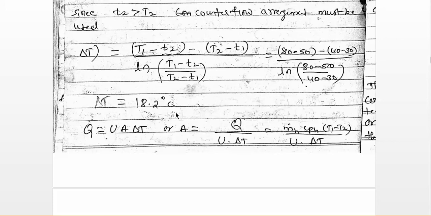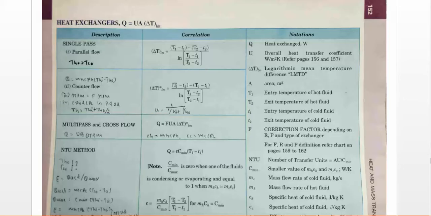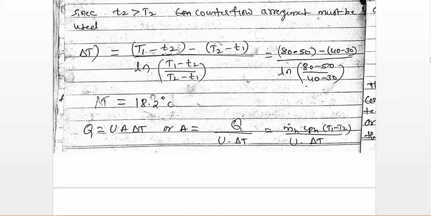Now to calculate the surface area, again we have to go with this expression, as you can see, it is there in your data handbook. Q is equal to U into A into delta T LM, that is LMTD. This delta T LM is nothing but the value we have obtained, that is 18.2 degrees Celsius. So we need to calculate the area here.